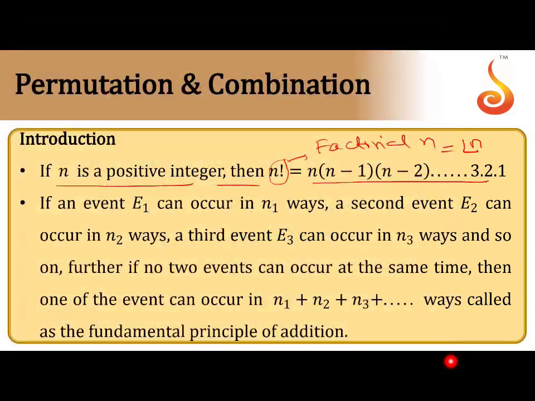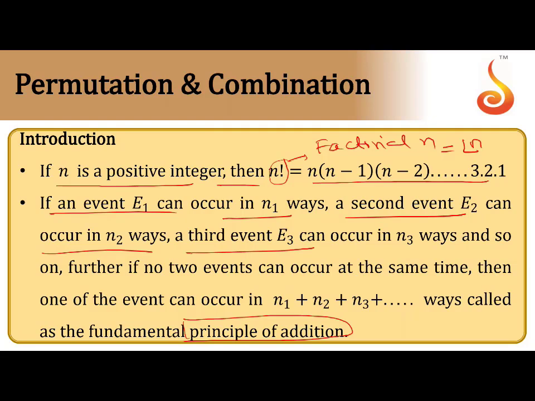Next, we move to another concept. There are two rules in this chapter. One is the principle of addition, the other one is the principle of multiplication. What is called the principle of addition? So if an event E1 can occur in N1 ways, the event E2 can occur in N2 ways, the third event E3 can occur in N3 ways, and so on. Further, if no two events can occur at the same time, then one of the events can occur in N1 plus N2 plus N3 and so on ways. This is called the fundamental principle of addition.